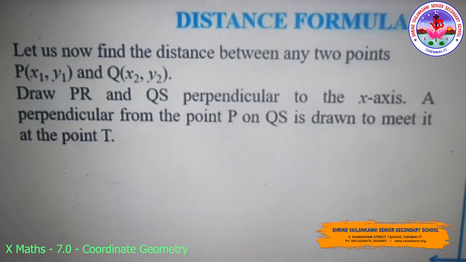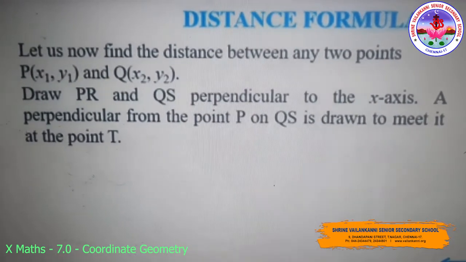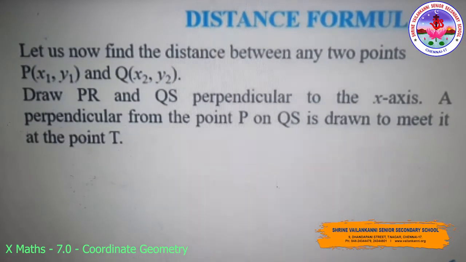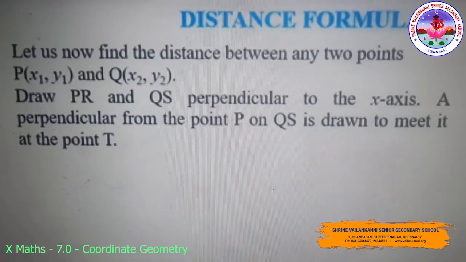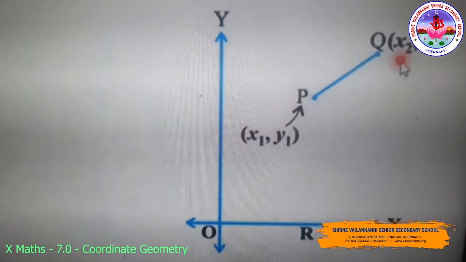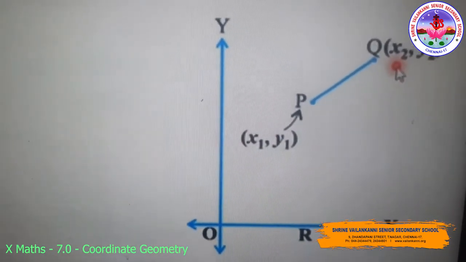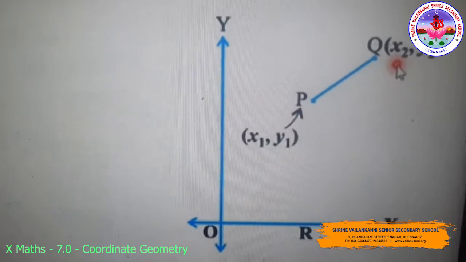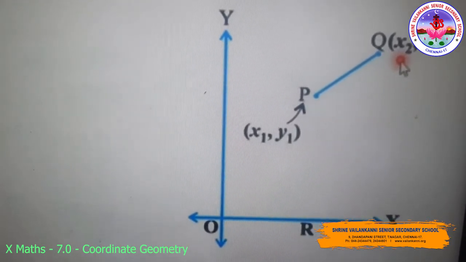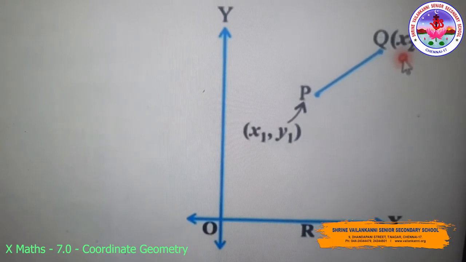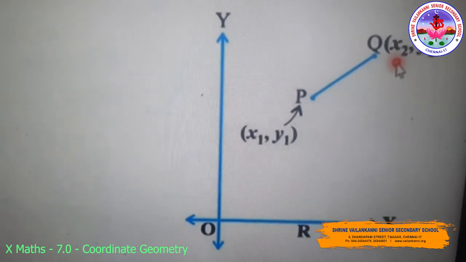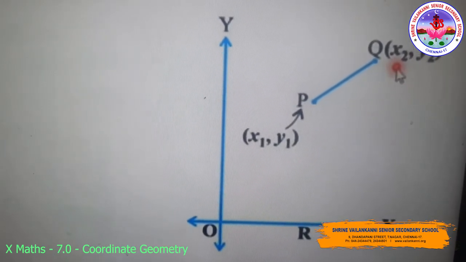So let us consider a point P and a point Q whose coordinates are x1, y1 and x2, y2. I am going to plot these 2 points in the graph. Let us draw the horizontal x-axis OX and the vertical y-axis OY. We are going to plot the points P and Q whose coordinates are x1, y1 and x2, y2. So my motive is to find the distance PQ.